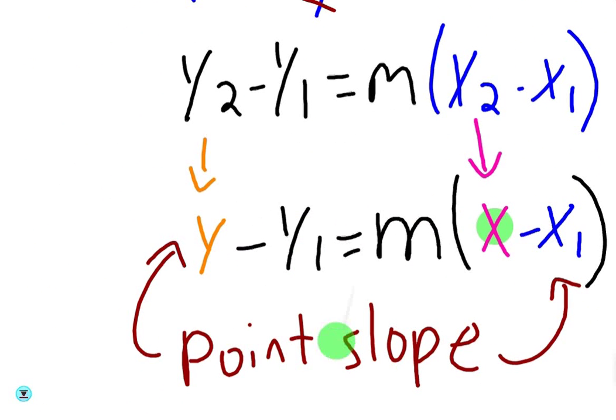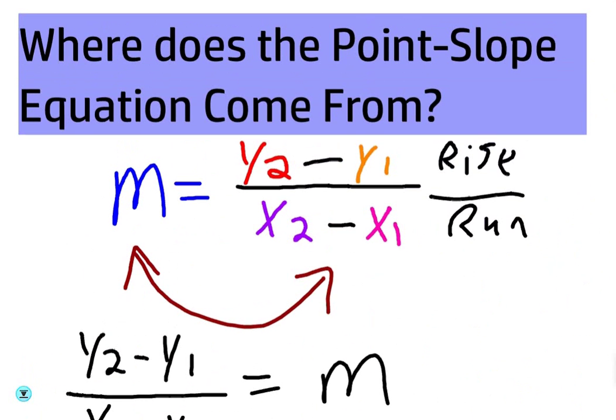This is point slope form, and when we figure out the equations today, they are going to be in this form. Y minus y1 equals m times x minus x1, and just to reiterate, that comes from the equation for slope, rise over run. So let's get down to it and look at some examples.